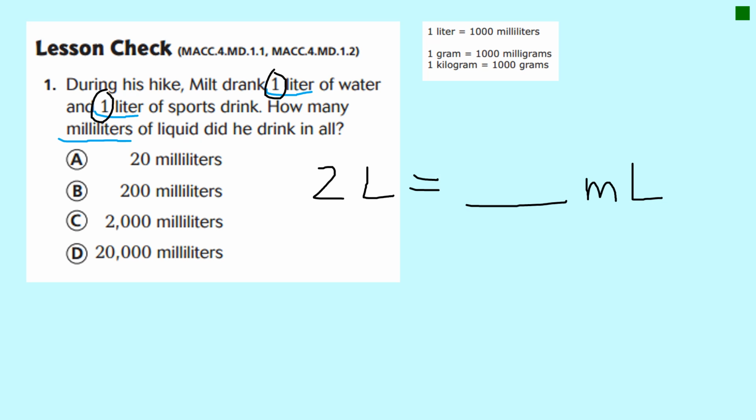milliliters. Okay, that's the abbreviation for liters, and that's for milliliters. Okay, so 2 liters, liters to milliliters, look up here. 1 liter is 1,000 milliliters, so 2 liters is 2,000 milliliters. There you go. Beautiful. I bet you did that one pretty quickly, didn't you? All right, let's go down to the review now.